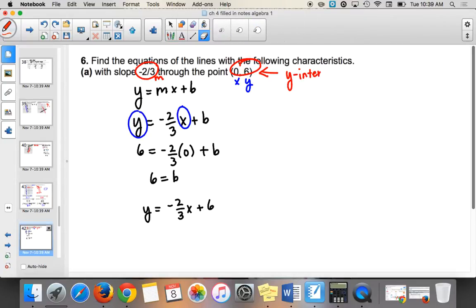But it's not always the y-intercept. In this case it was, because it started out with a 0. So it was 0, something. Okay, do you guys see that? So you can kind of shortcut it and you don't have to plug in for x and y. You can just know, oh, b is going to be 6 then. So we'll do some more like that.